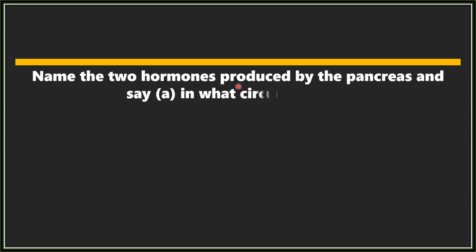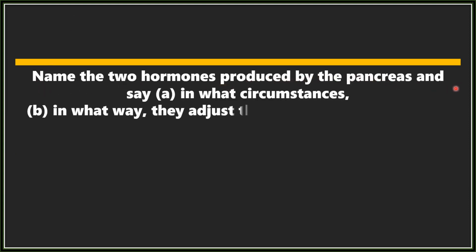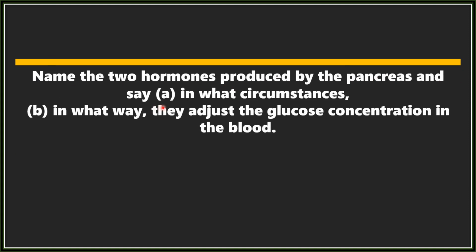Name the two hormones produced by the pancreas and say A. In what circumstances? B. In what way they adjust the glucose concentration in the blood?